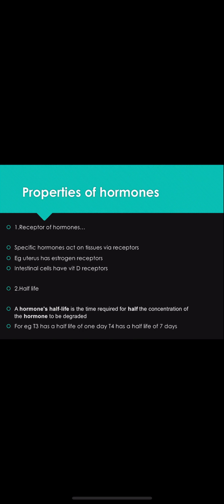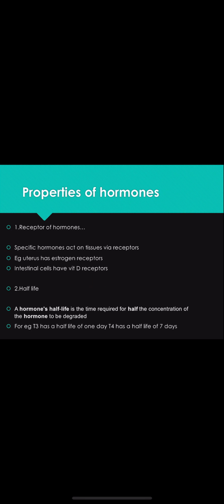Then the important thing is properties of hormones. There are different properties of hormones which we should know while we study further, so that we know what we're talking about. So the first property is receptors of hormones. Specific hormones act on tissues via receptors. For example, the uterus has estrogen receptors, and intestinal cells have vitamin D receptors. So the hormone goes and acts on its target tissues.